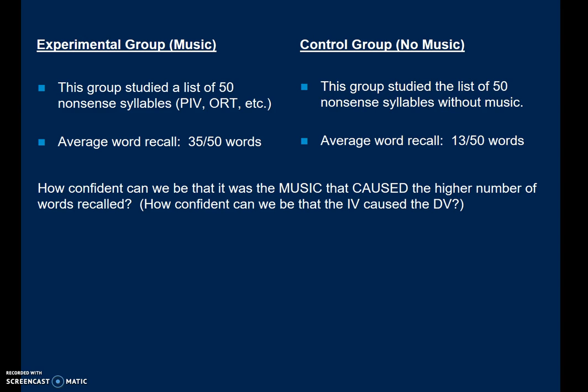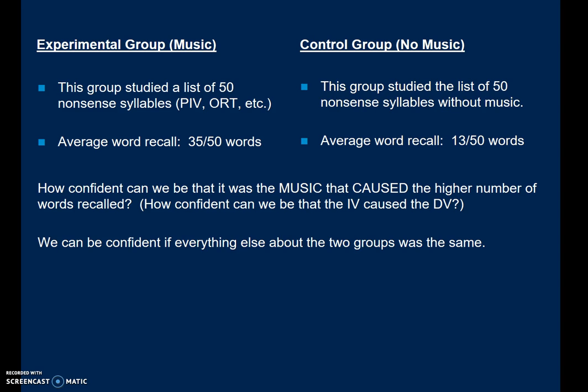In other words, how confident can we be that it was the independent variable, the music, for example, that caused the higher number of words recalled, the dependent variable? Well, there's a couple things we would have to know. We'd have to be confident that everything else about the experimental group and the control group were the same.